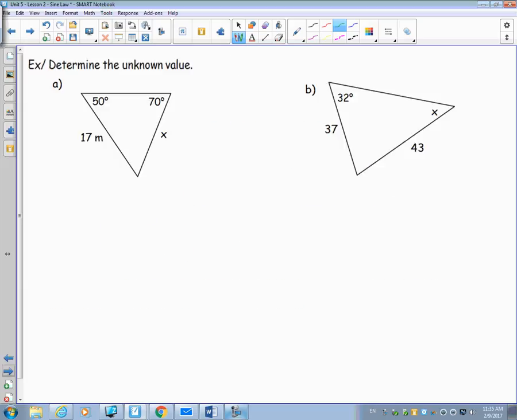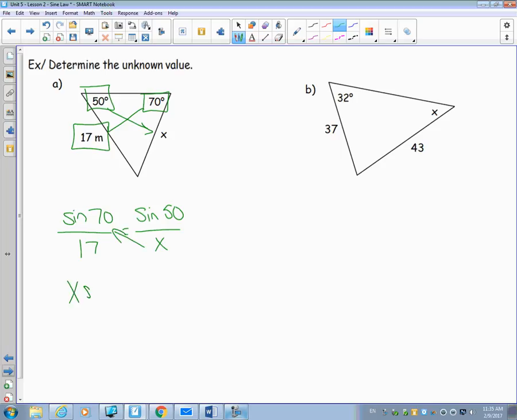So we look at the first example. I have an angle, and I know its corresponding side. So I can write in the sine of 70 goes to 17. The fact that I know that pair means I can use the sine law. 50 is going to go with x. Make sure it's the sine of the angle and the x. We're going to cross multiply. So x times sine 70 is x sine 70, and 17, equals 17 times the sine of 50.